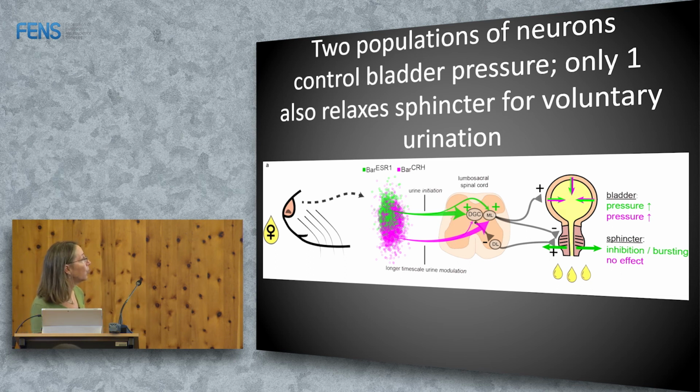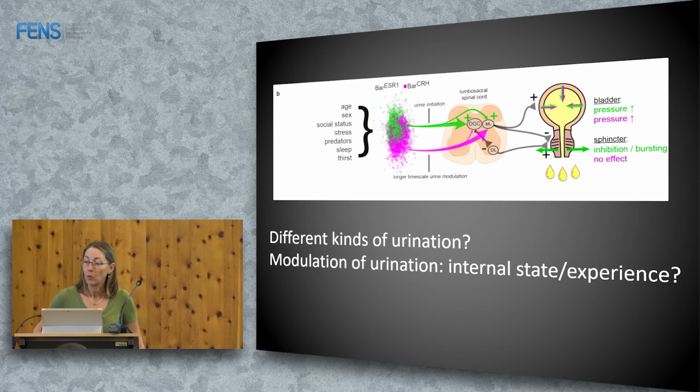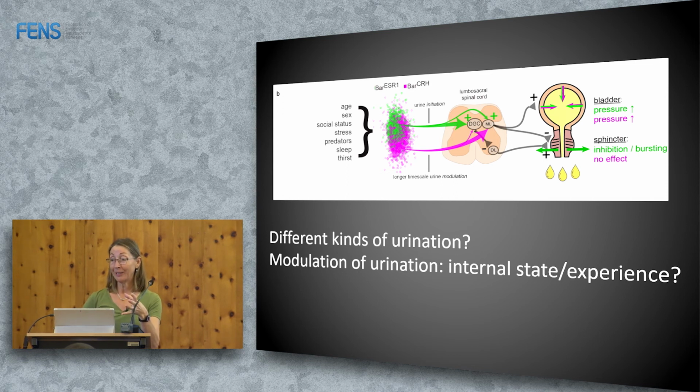And so we're curious why there would be these two populations of cells. But they have different targets, no? Both of them are going to the bladder, and they both squeeze the bladder. And then one of them, the green population, also goes to the sphincter and simultaneously relaxes the sphincter.